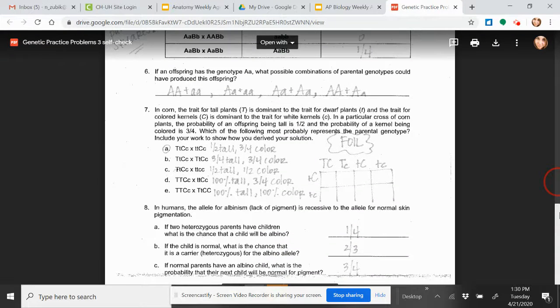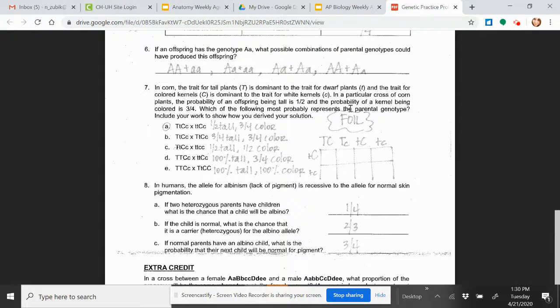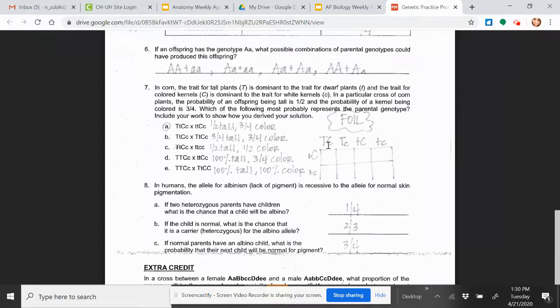All right, question 7 is again just practicing with our FOIL. Remember F for first, outside, inside, and last. So our first, if we're crossing them, is the first of those letters. The outside for both, the inside for both, and the last for both.